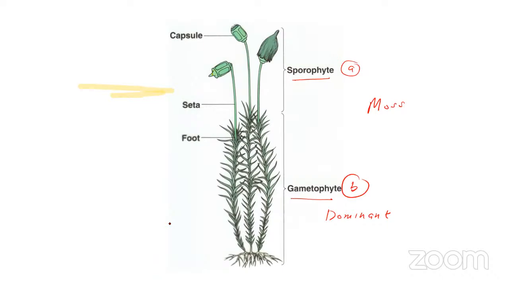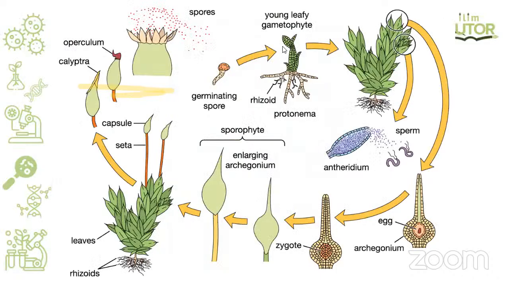Now, of course, we have other aspects that you need to take into consideration. The fact that you have this stalk-like structure, which we refer to as the seta, and then we also have this structure, which we refer to as a capsule. The capsule is that structure that contains the spores. And yes, if you have a sporophyte, it definitely means that you are going to reproduce by producing spores. So here we have what I described as the alternation of generation.